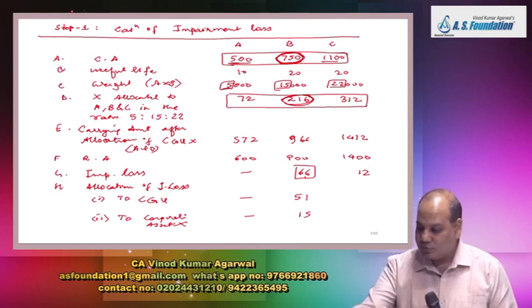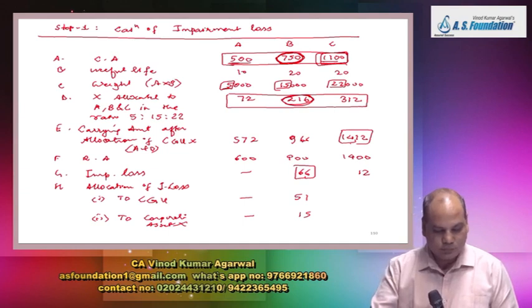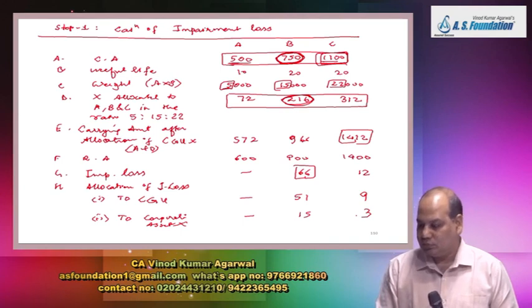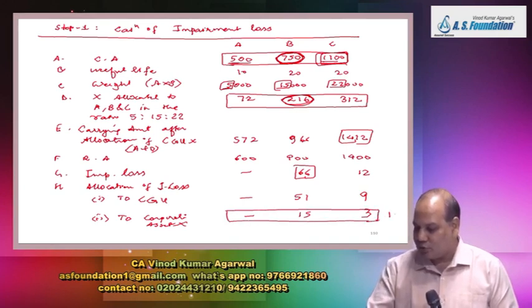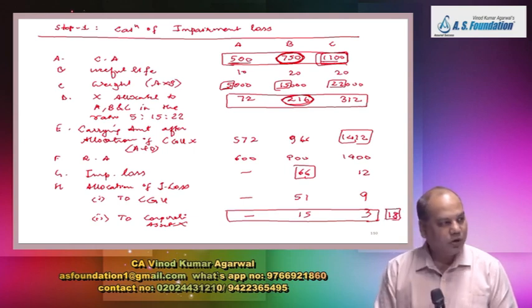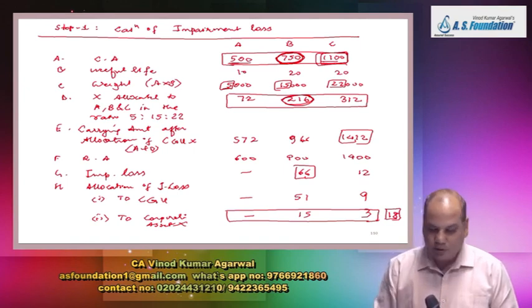Try this one also. 1100 divided by 1412 into 12, 9. Balancing figure 3. 3 will be allocated to corporate asset X. So now understand the total impairment loss allocated to corporate asset X is 18. Right? Okay. Now which asset has to be tested for impairment?